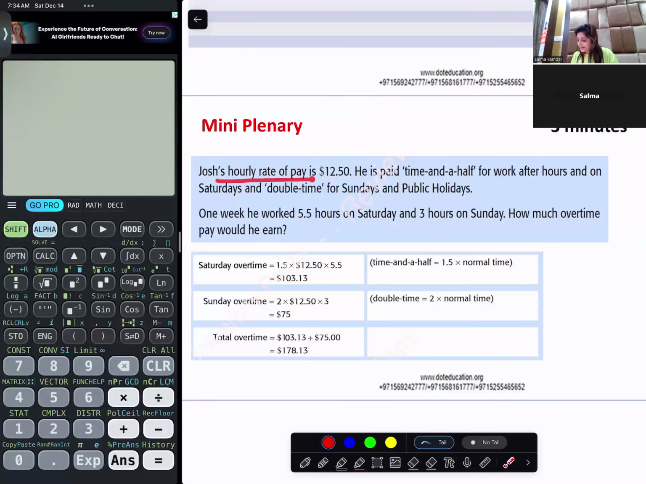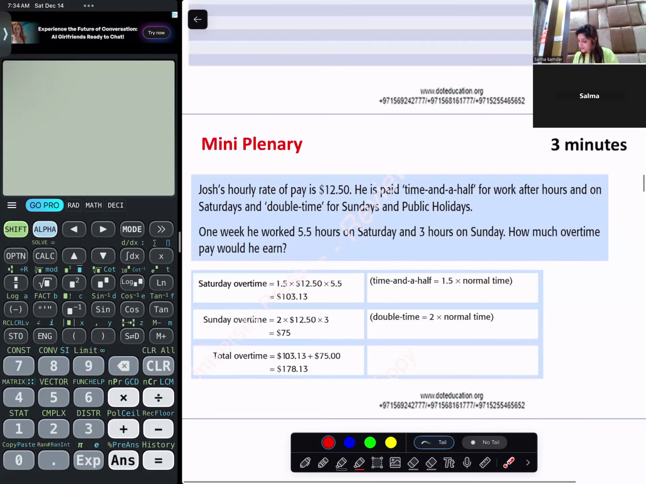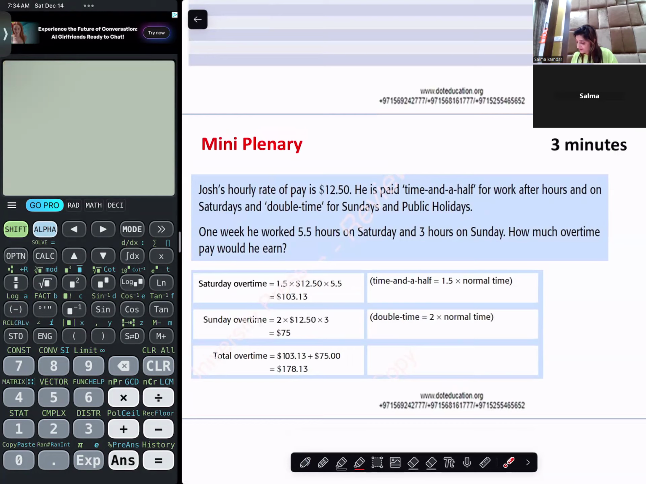Josh's hourly pay is 12.50. So per hour, he's going to be paid 12.50. He's paid time and a half. When I say time and a half, it means 1.5. He's paid time and a half for work after hours on Saturdays, and double time. Double time means twice, for Sundays and public holidays.